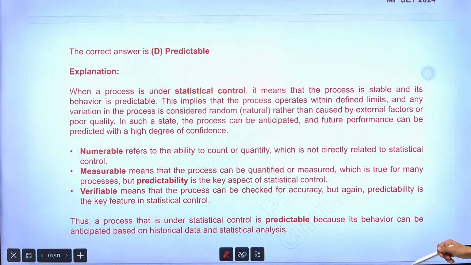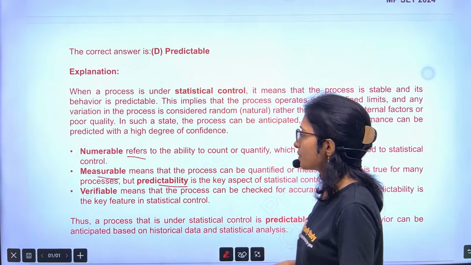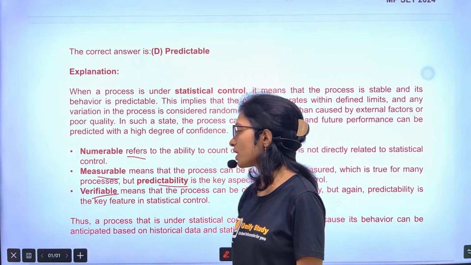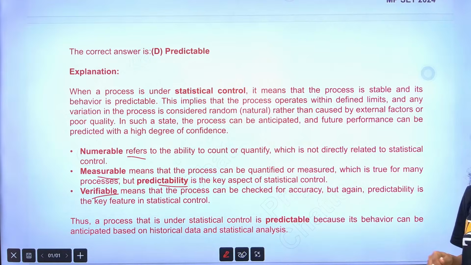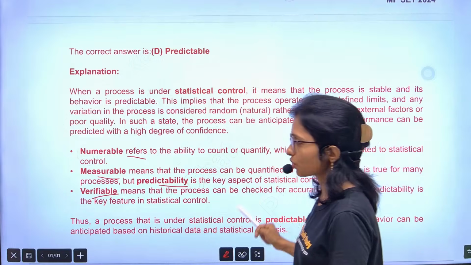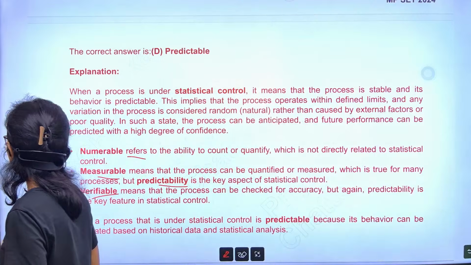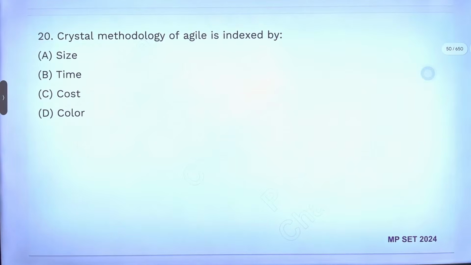Here you can see the keywords: numerable, measurable, predictability and verifiable. What is the meaning of these? These keywords are very, very important for your software engineering also. They ask questions from software engineering in this area also. So these keywords must be remembered. Next.